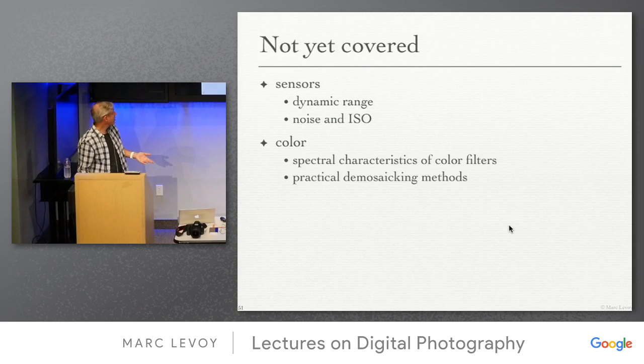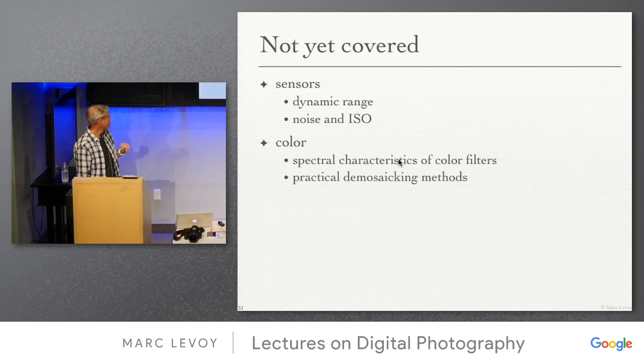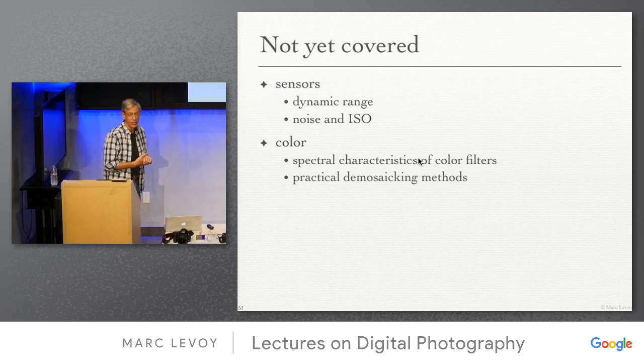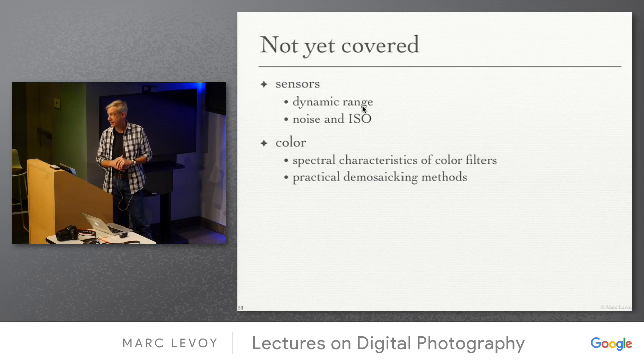So there's a lot we haven't talked about yet. We haven't talked about dynamic range and noise. And we haven't talked about the spectral characteristics of the filters or practical demosaicing methods. This we're not going to talk about. The spectral characteristics we will talk about in great depth. And I'm about to start talking about that.